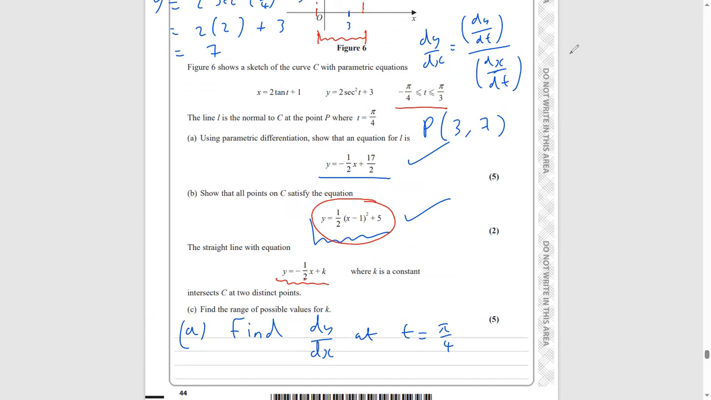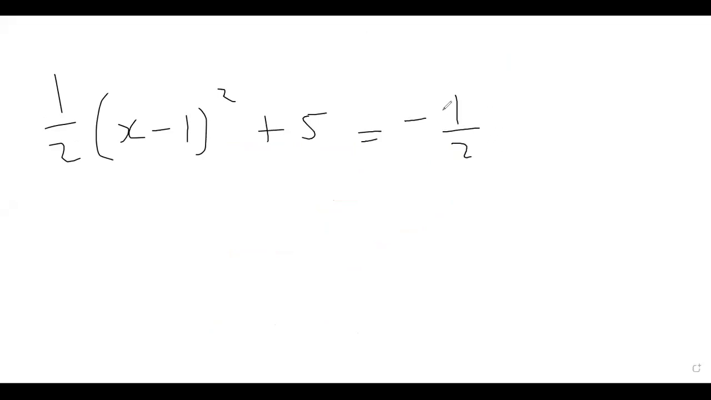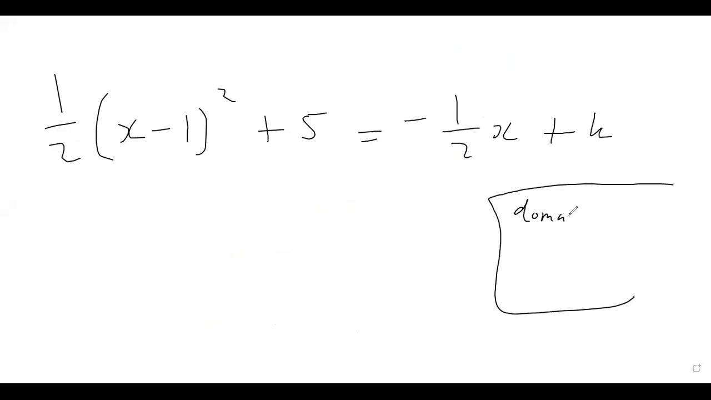Okay, so we've got the Cartesian equation, half, sorry, let me do that again. Half of x minus 1 all squared plus 5, and that's going to be equal to our linear equation, negative half x plus k. So we've got the line equal to this, and remember our domain of x values, let's put it in a box here: the domain is x in the set of values between minus 1 and 2 root 3 plus 1.